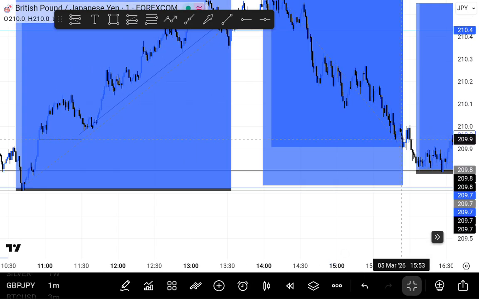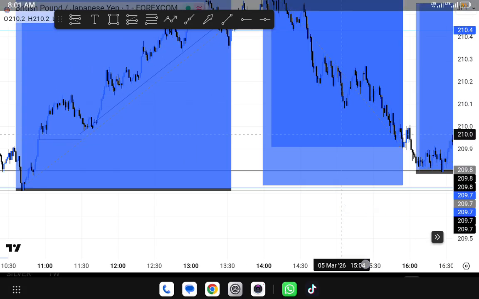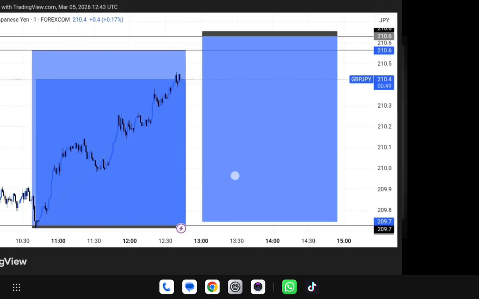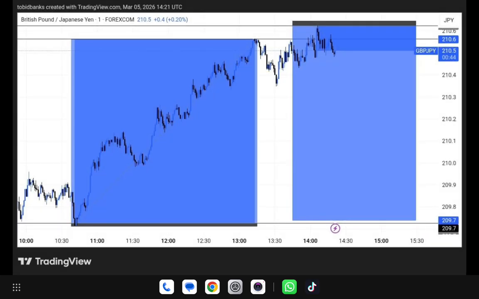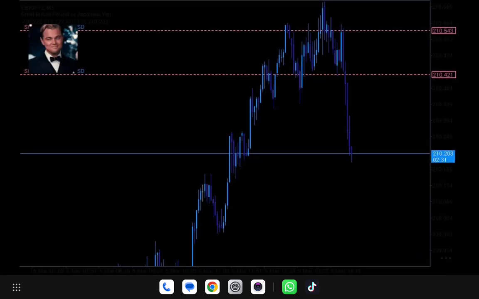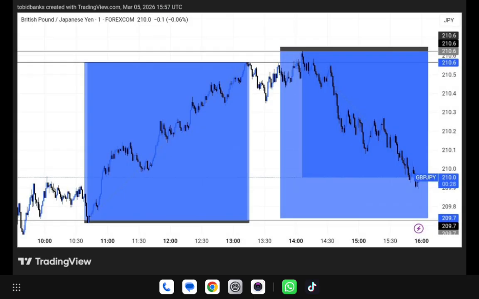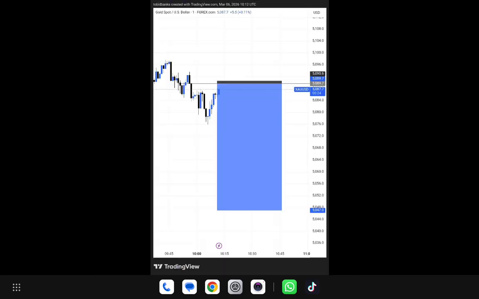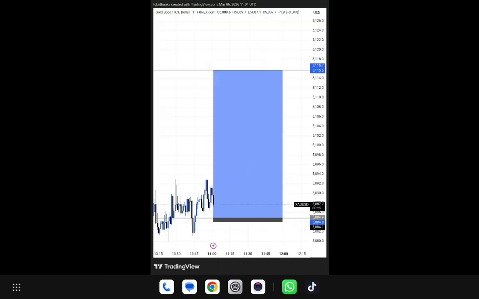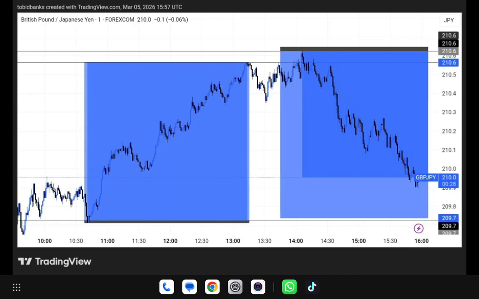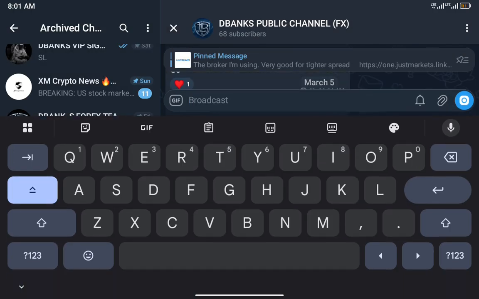So what did the market do with the same entry model? I'll show you on Telegram. This was the sell. When it said gold triggered, I suddenly asked them to close your trade. The reason why I asked them to close your trade was because I was expecting a buy.